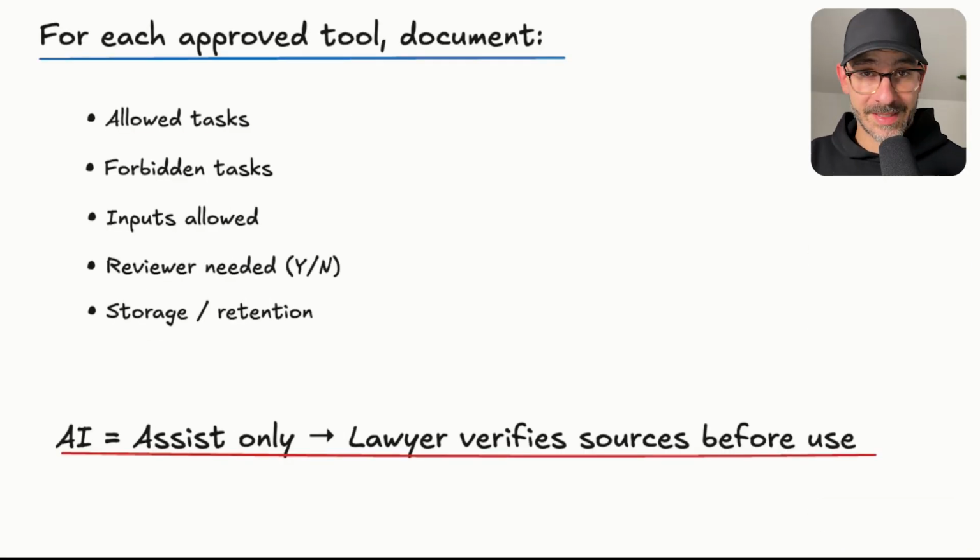Professional duties stay human, which means AI assists, doesn't replace the independent judgment, competence, or supervision. And any tools used for legal analysis must support source retrieval. Outputs should be independently verified before use. No blind reliance.